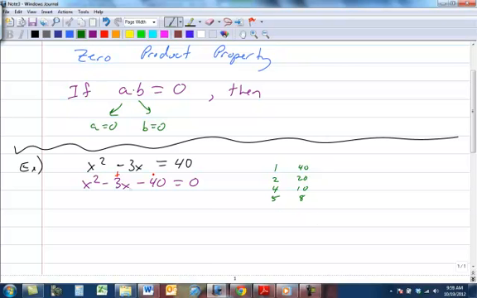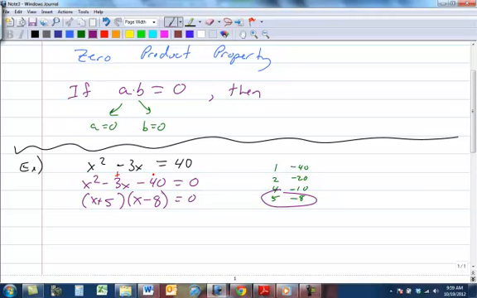Now, because this multiplies to negative, one of these has got to be negative. Either the little ones are going to be negative or the big ones are going to be negative. Because it adds up to negative 3, that means the big ones are going to be negatives. So which one of these adds up to negative 3? 5 and negative 8, right? So this factors to x plus 5 and x minus 8.